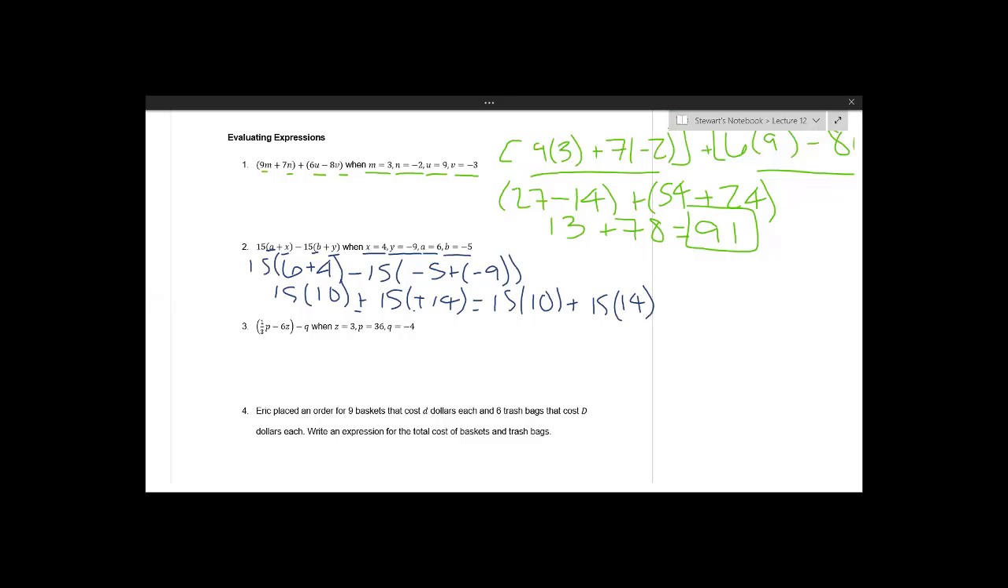One thing that could be easier than separating this out is to notice that you have 15 and 15 times two different things. So you can do the reverse of the distributive property and do 15 times 10 plus 14, which is equal to 15 times 24, which is equal to 360.